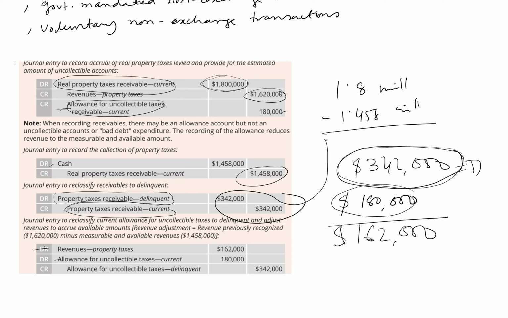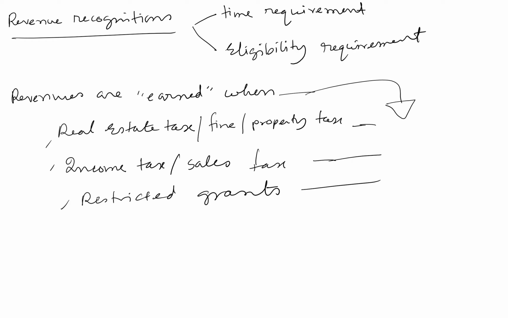And if you have any uncollectible amount of tax, or any delinquent tax, then this is how we do the journal entries. Now, a few other points on revenue recognition. You have to remember two requirements. One is the time requirement. Revenues are recognized when the resources are used or use may begin. This is for all non-exchange revenues.